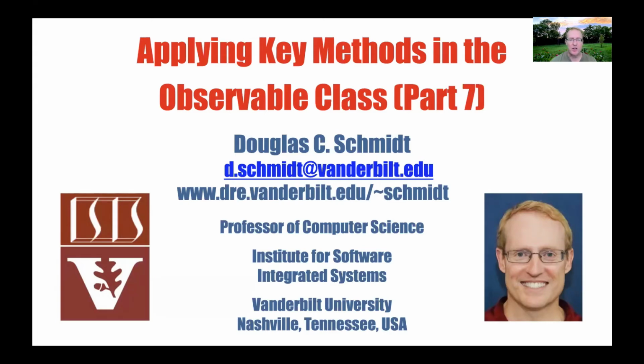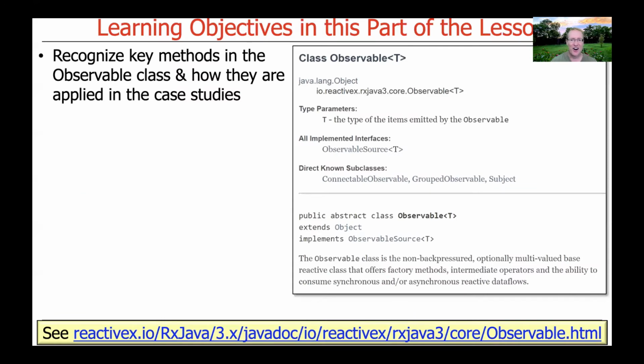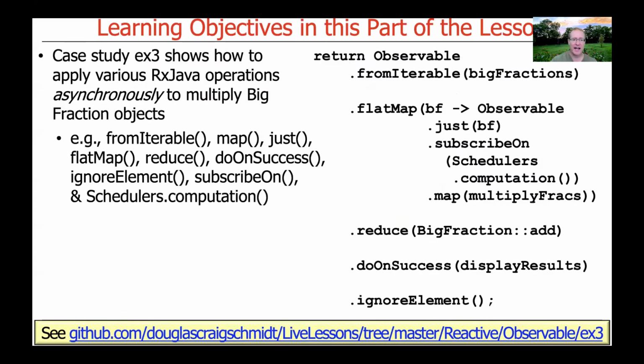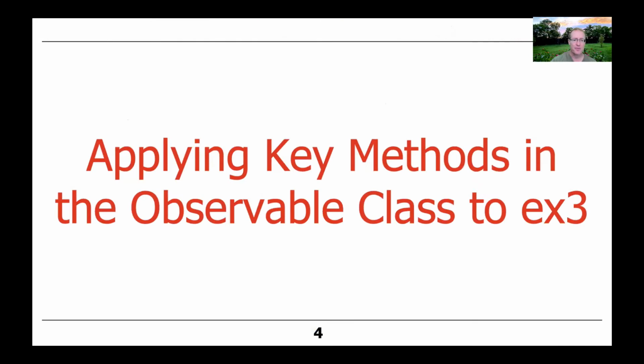So what we're going to do now is talk about a few other examples in the RxJava Observable. And we're going to, once again, use these capabilities to asynchronously do operations on BigFraction objects. What we're going to do here is multiply BigFraction objects and then sum up the results.